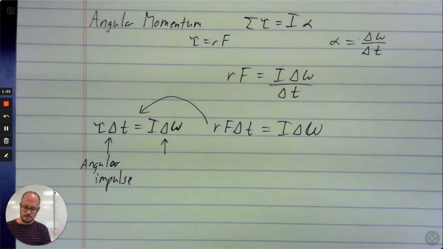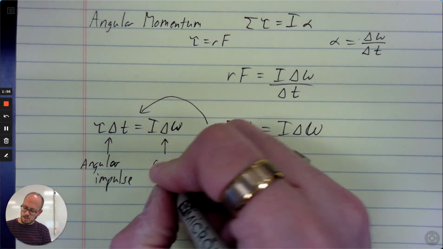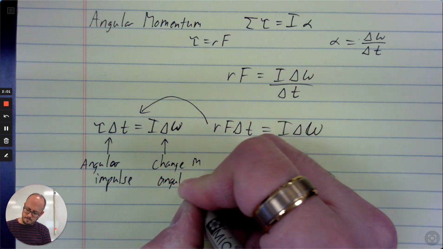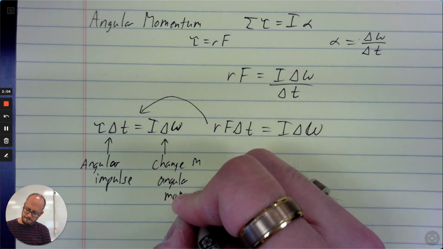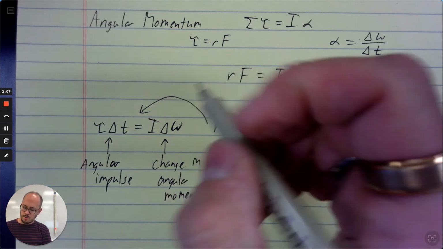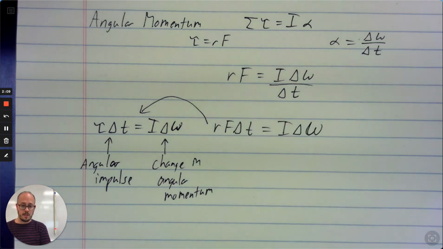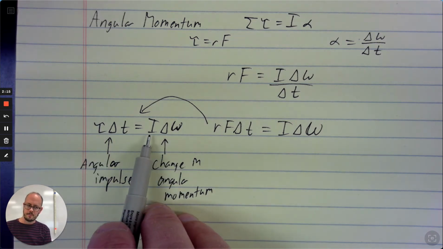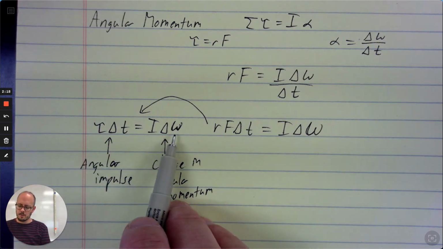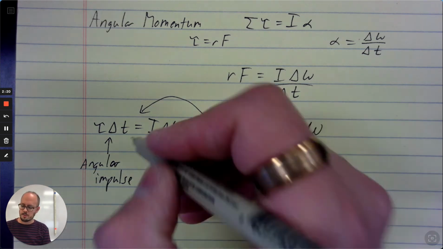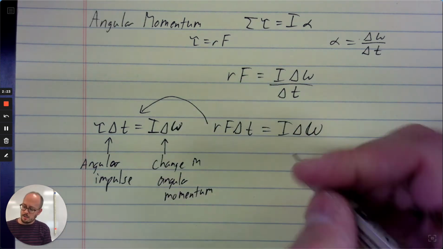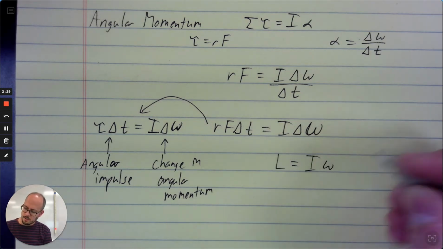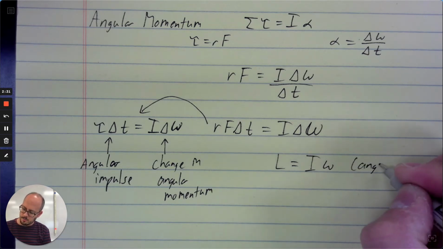I times delta omega is change in angular momentum. So the impulse-momentum relationship works for rotation if we switch out force for torque, velocity for angular velocity, and then mass for moment of inertia. And so the thing that comes out of that is this equation: L equals I omega. And so this is the definition of angular momentum.